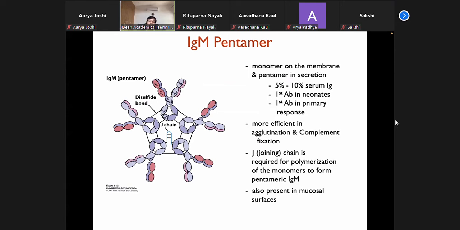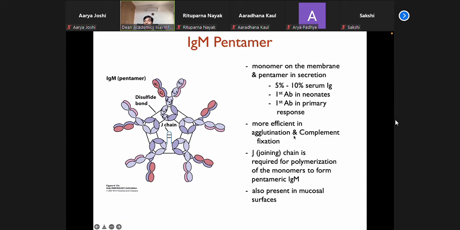For the time being, just remember, when an antibody interacts with an antigen in soluble form, this gives rise to precipitates. And when it binds to an antigen that is in particulate form, it gives rise to agglutination.